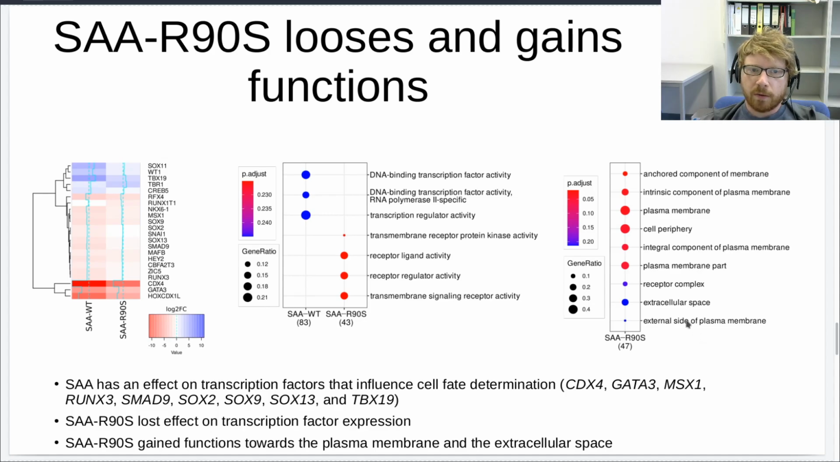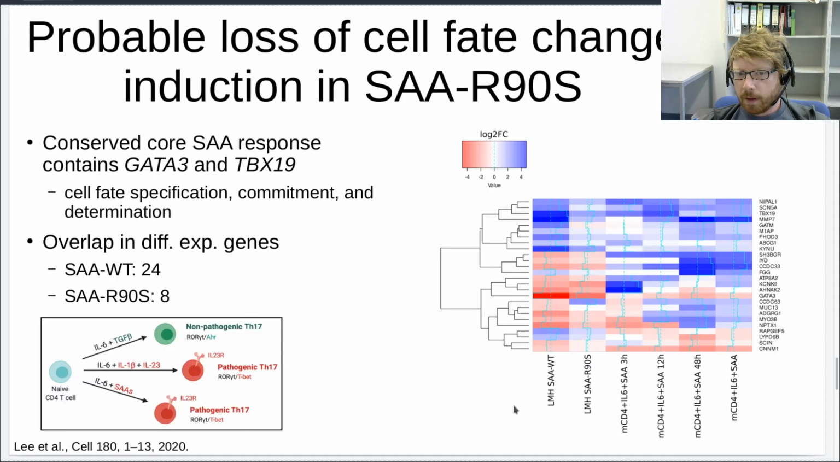the extracellular space. So we took a closer look on these transcription factors that are affected by the wild-type protein, which you see here in the heat map. And the effect of the mutant form was much lower compared to the wild-type isoform. So we looked up these transcription factors, and most of them, or a large fraction of them, have an influence on cell fate determination.